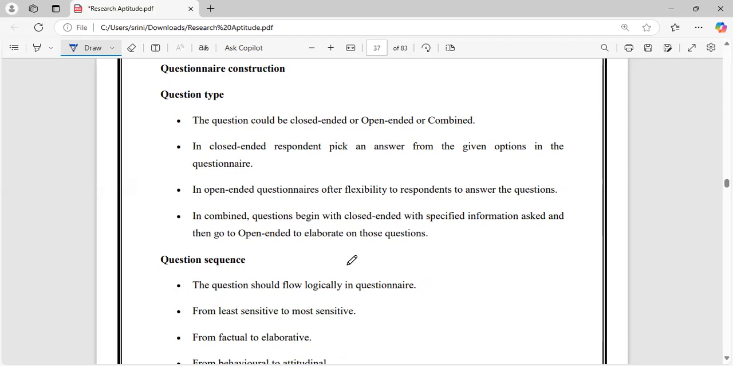So here the problem lies with the questionnaire: it might lead the respondent to give an incorrect result. Some people don't want to give answers, so it might lead to inconsistency.